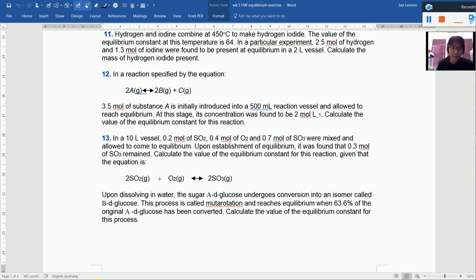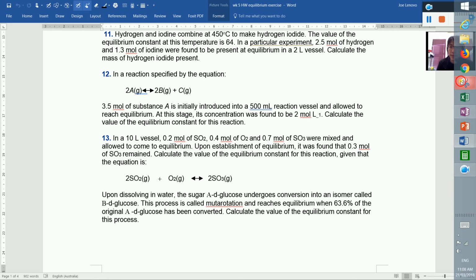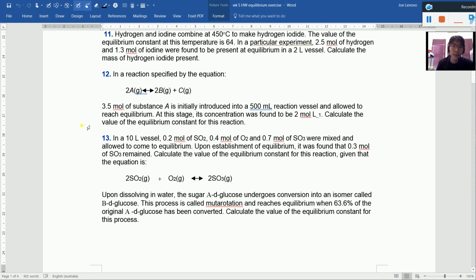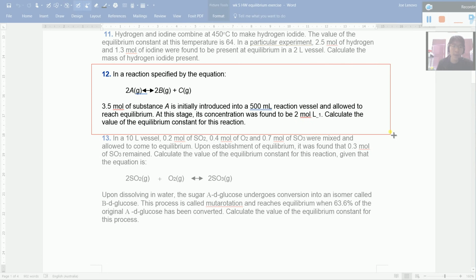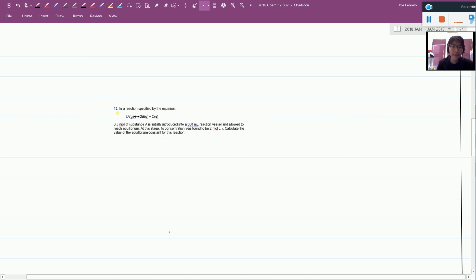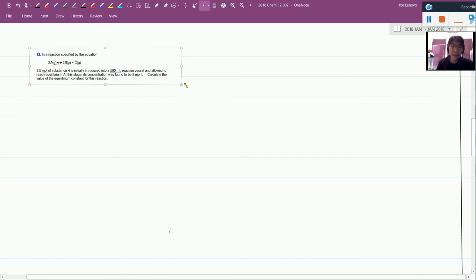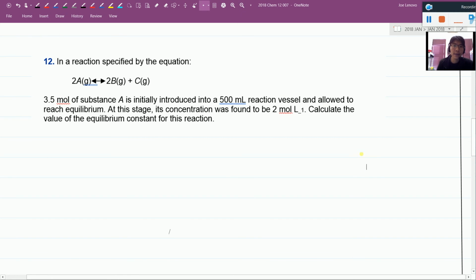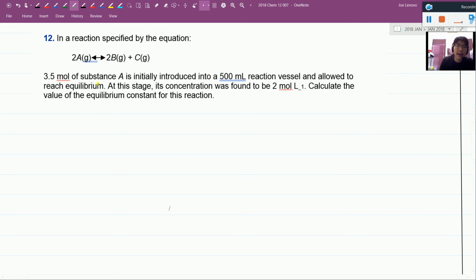Question 12. So let's pick up this question 12, and you should have this in your class. If we try to do question 12, what do we do here? Question 12 says that we have a reaction. 3.5 A is produced in a 500 ml flask, and once allowed to reach equilibrium, the concentration is found to be 2 mole per liter. We need to find the equilibrium constant.